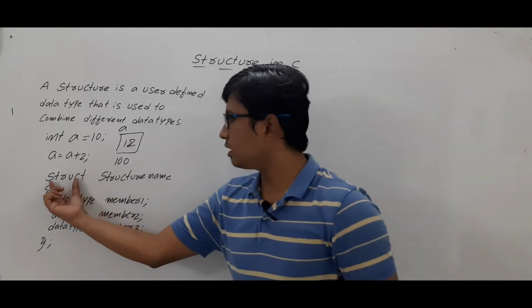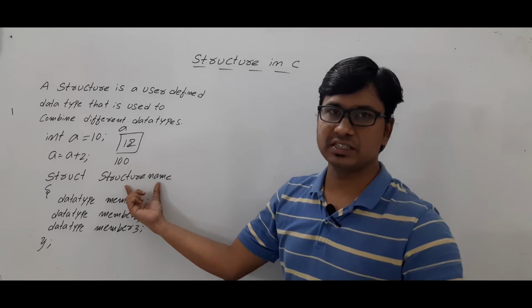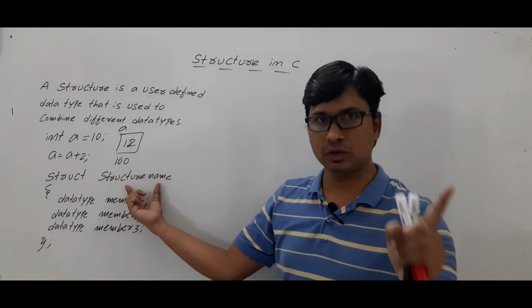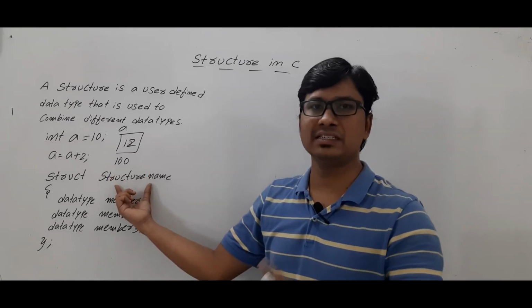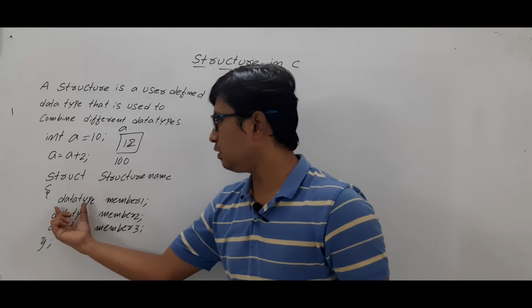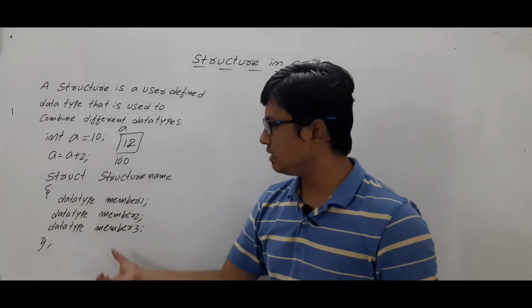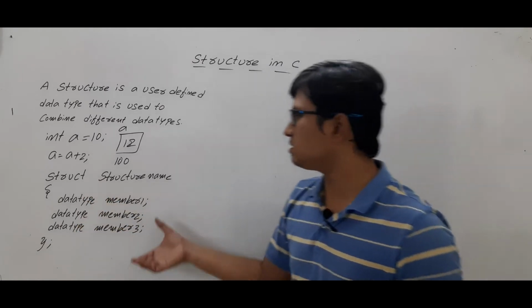So this is the generalized syntax of structure definition. You are using a keyword called struct, then the structure name. The name of the structure has to follow the rules of an identifier. What are the rules of an identifier? All those rules will be applied when you are assigning a name to the structure. And you have data type member 1, data type member 2, data type member 3. These data types can be the same or can be different.